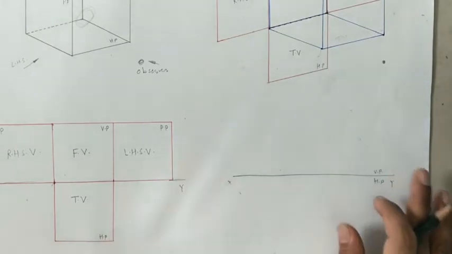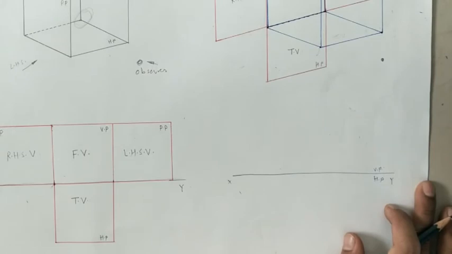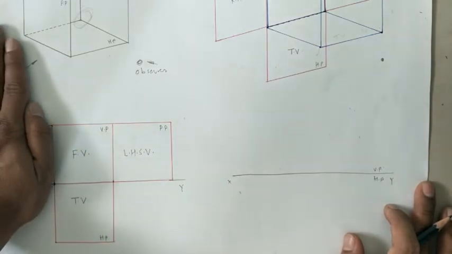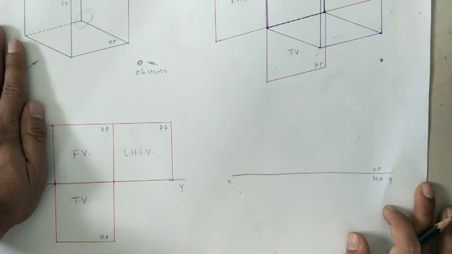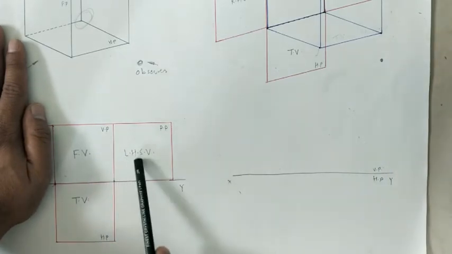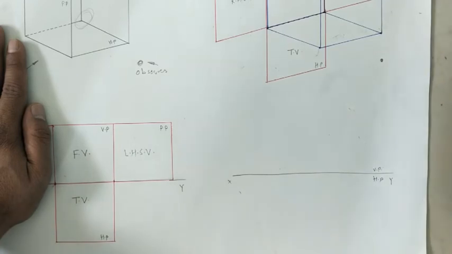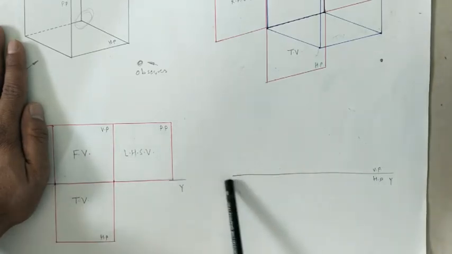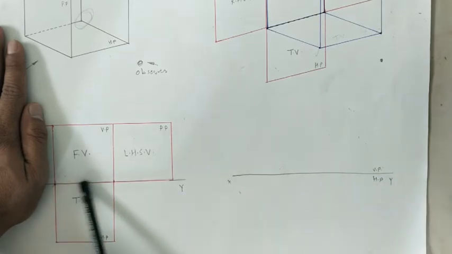So you can see here, if somebody is asking you to draw the 3 views, which are the front view, top view, and the left hand side view, you no need to draw this right hand side view. In that case, the front view is here, top view is here, and the left hand side view comes to the right hand side of the front view. We already have the XY line, which is this XY line.